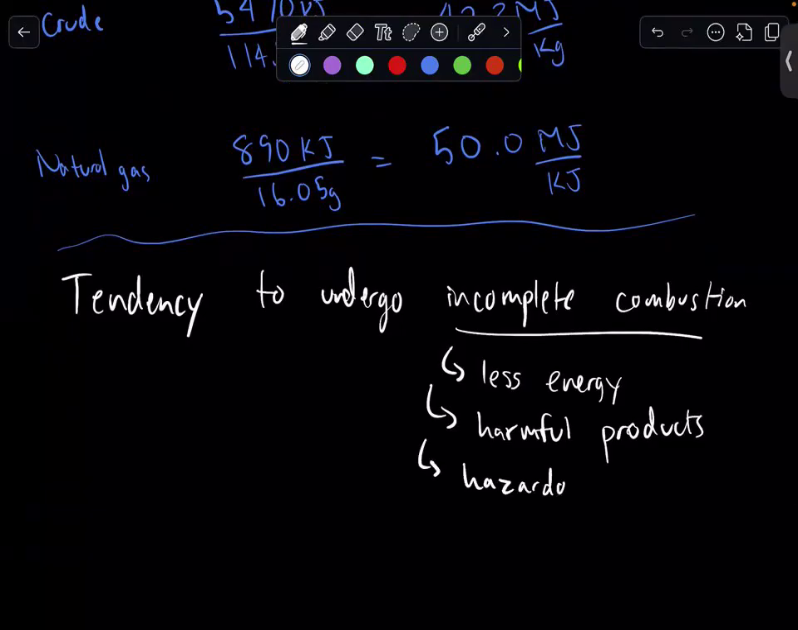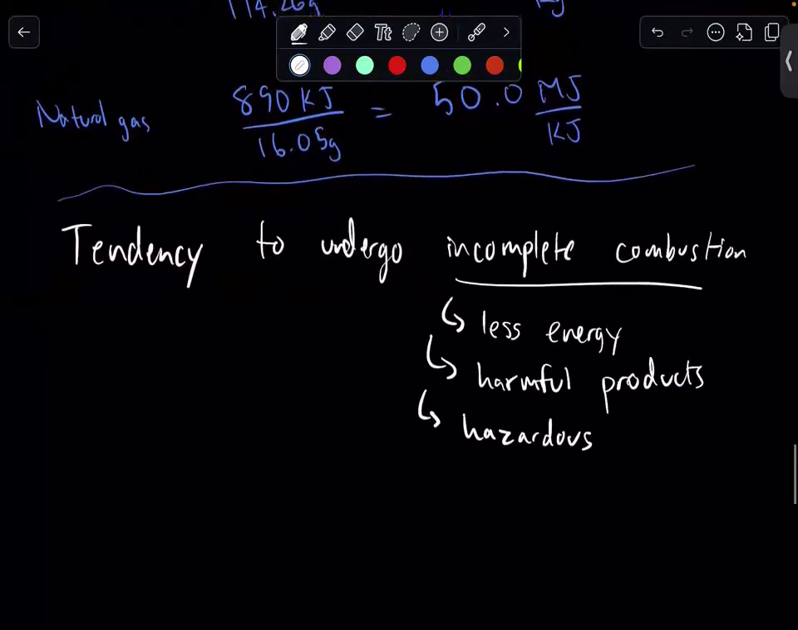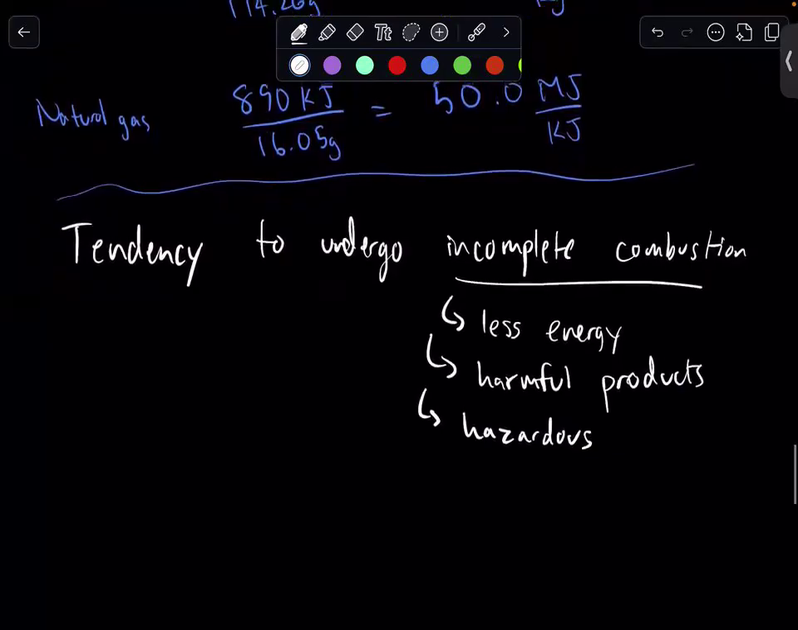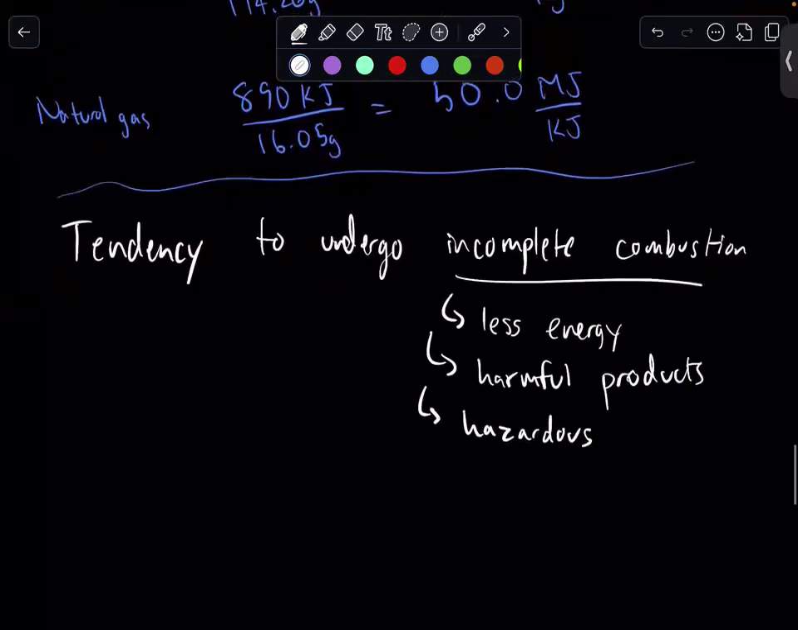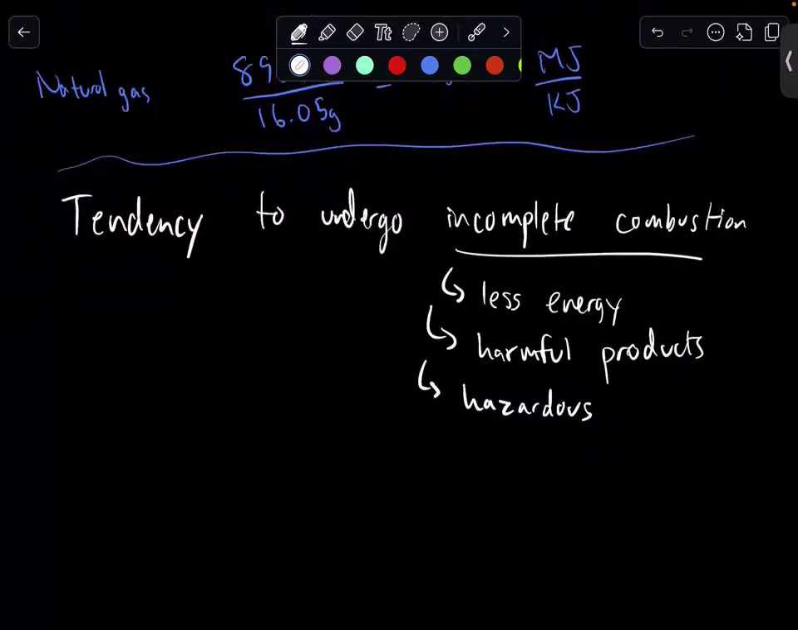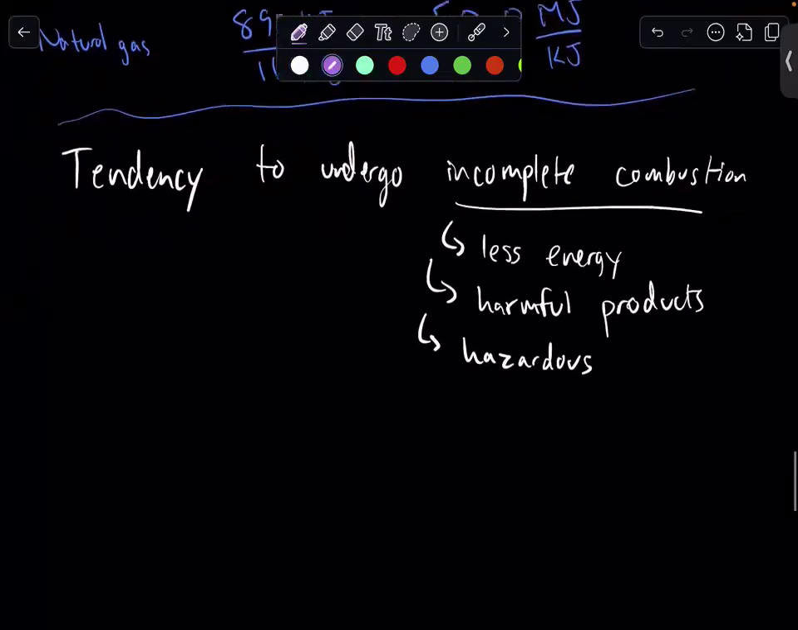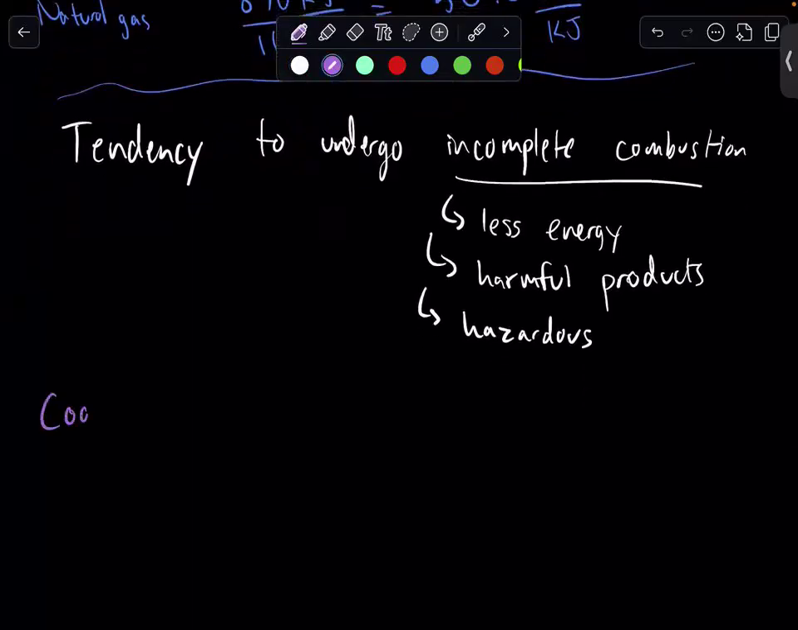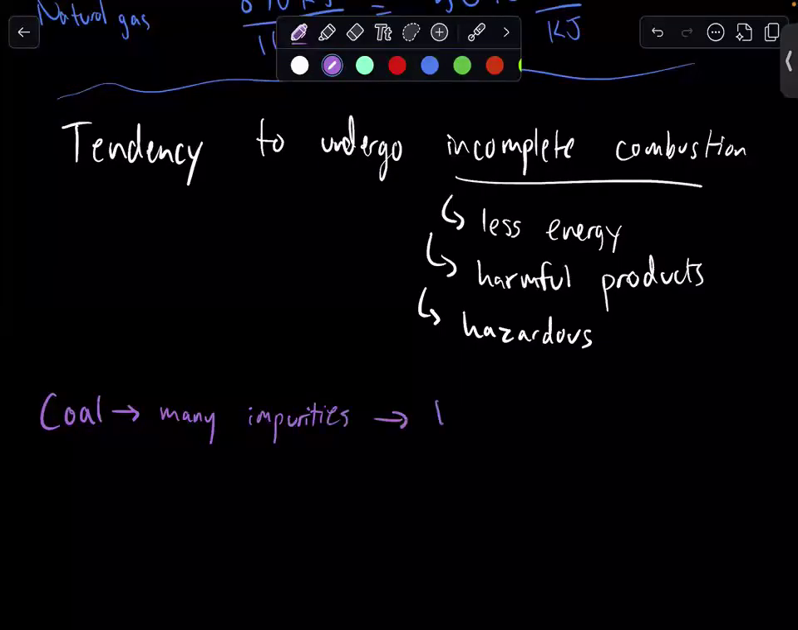It's hazardous because then that means you might have some fuel left over that hasn't combusted, and then you can have that sitting waiting as like a ticking time bomb. So we want things that have a low tendency to incomplete combust. If we look at coal, coal has a lot of impurities. And due to these impurities, it ends up having a high tendency.